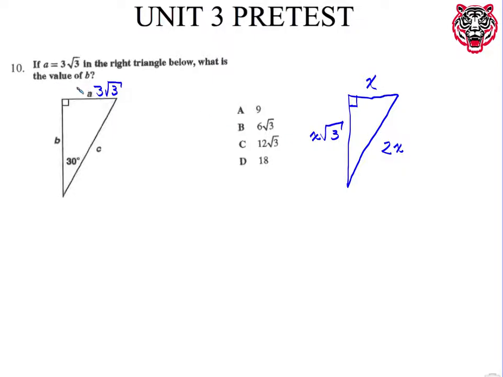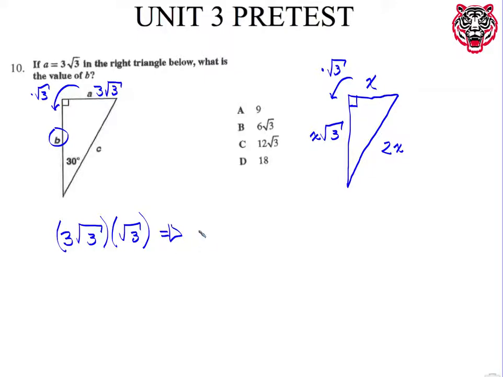So in order to move from A to B, remember we're trying to find B, the operation is multiply by square root of 3. So I need to multiply by square root of 3 here. So the question becomes, what is 3 square root of 3, all of this times square root of 3? And this is just multiplying radicals. Square root of 3 times square root of 3 is 3, because this is the same thing.